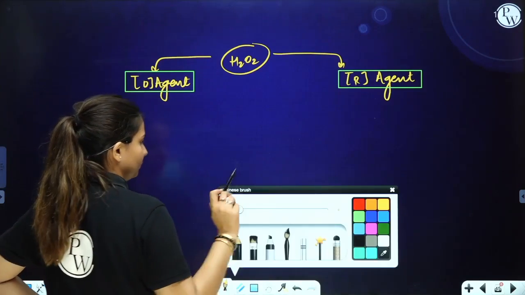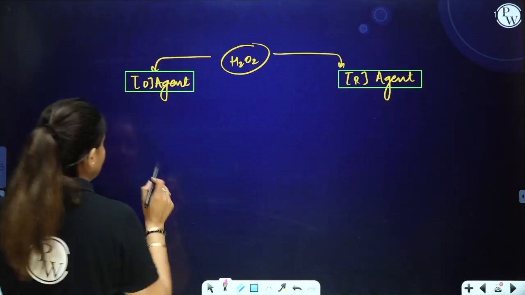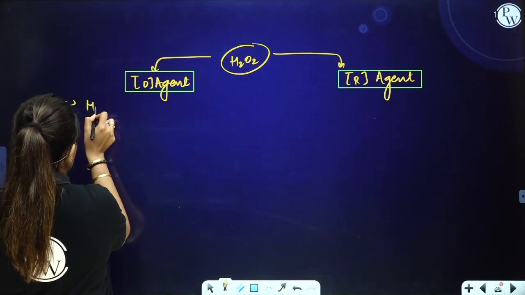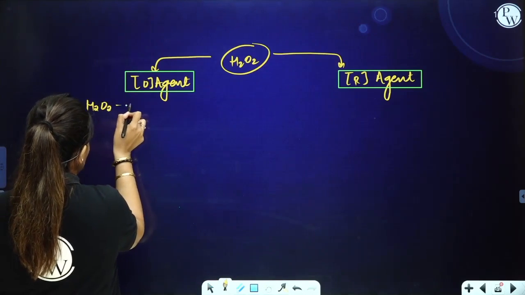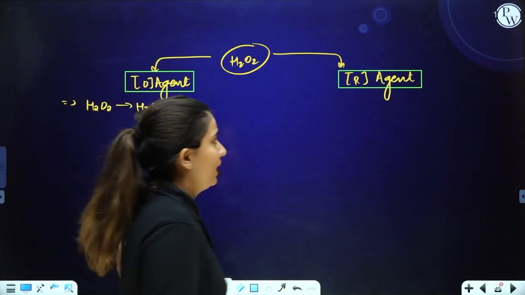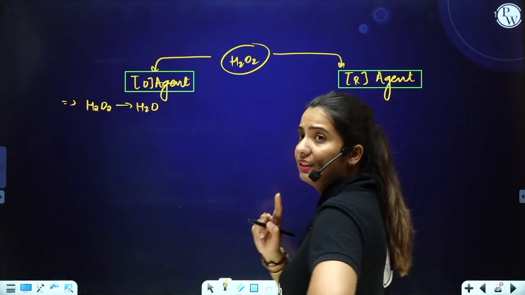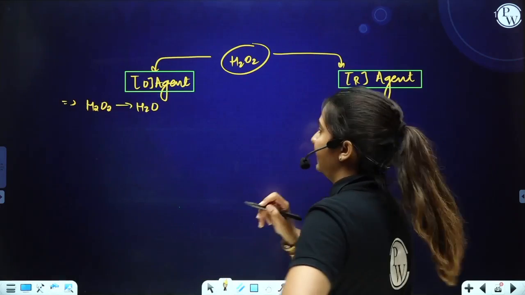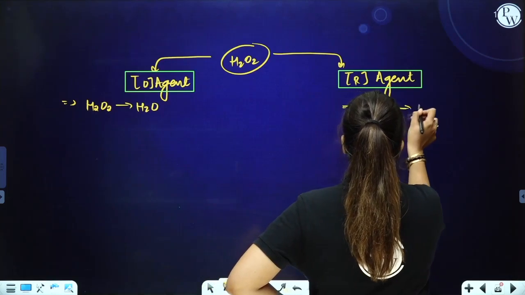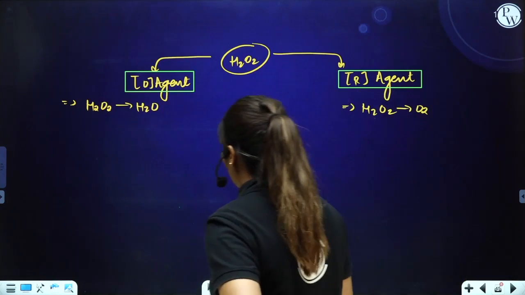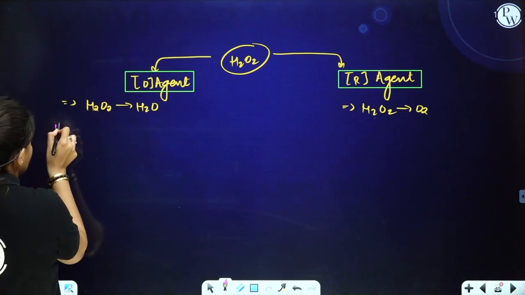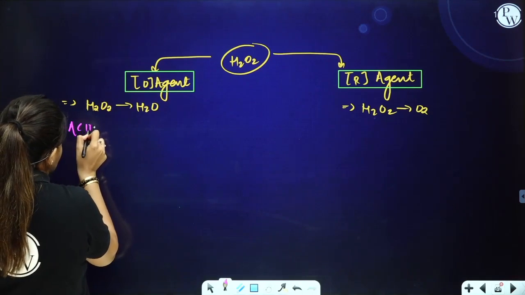Now, how it behaves as an oxidizing agent, first we have to write in terms of the reactions. If it is behaving as an oxidizing agent, it has to reduce itself. So the reaction will be this much. And when it is behaving as a reducing agent, it is reducing someone else, so it will oxidize itself. So what will be the case? H2O2 will be converted into O2. Now we have to balance these two reactions in the acidic medium and in the basic medium.